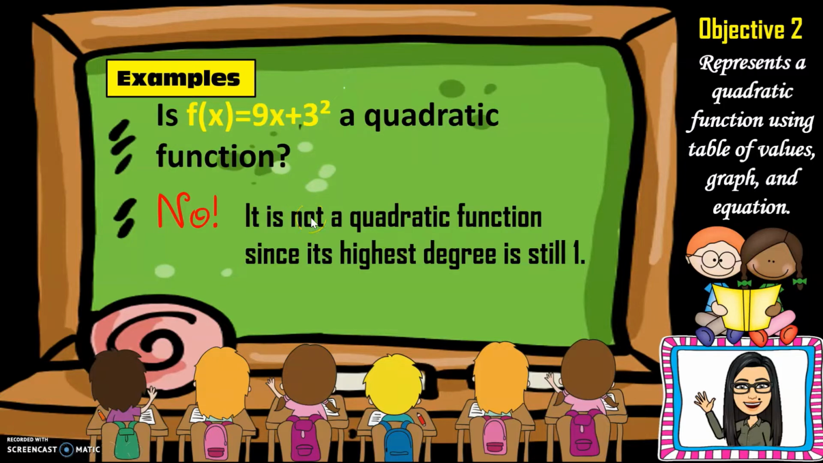So, as you can see, pag sinimplify natin si 3 squared ay 9. So, therefore, ang magiging function natin, we have f of x is equal to 9x plus 9. So, therefore, the degree of the exponent is still 1, since yung 3 squared nga natin is constant. So, therefore, the given function is not a quadratic function.